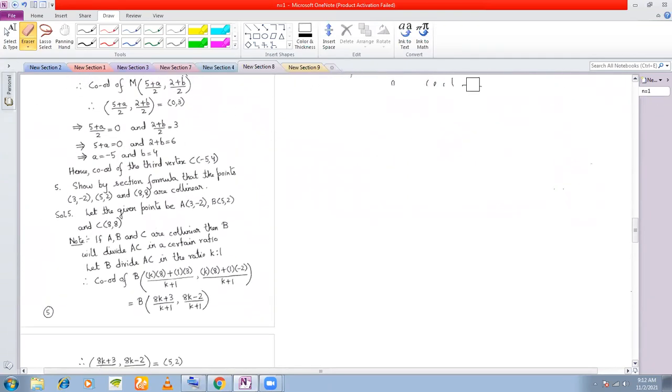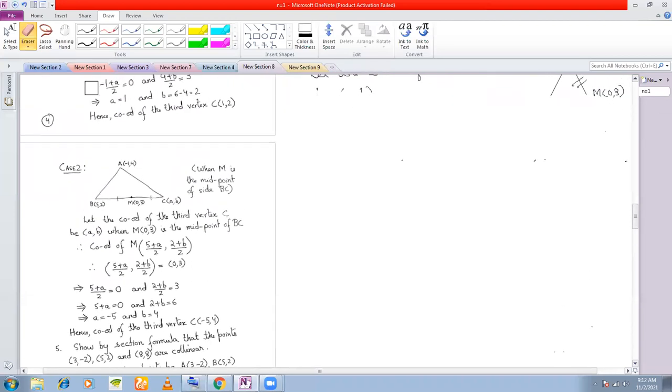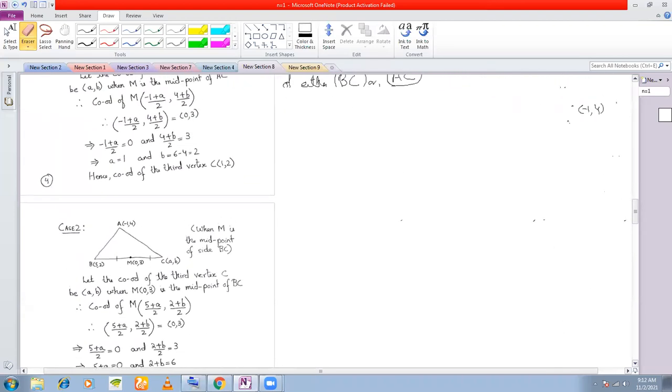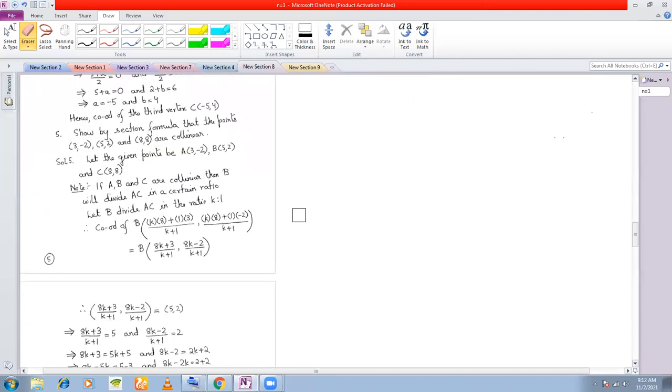Okay, in this problem, it is said that you need to show 3 points are collinear. Now, what do you mean by collinear points? Collinear points means they are lying on the same straight line. We have already done this earlier also. When we were doing the distance formula, I think I had shown you a problem on collinearity. When 3 points, or 4 points, or 5 points are on the same straight line, we call all the points collinear.